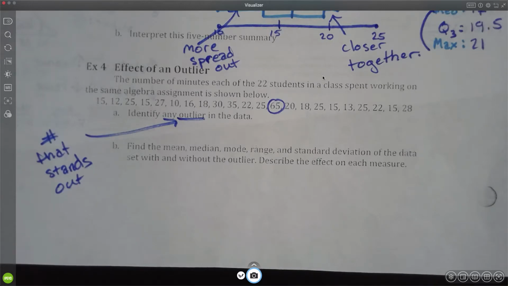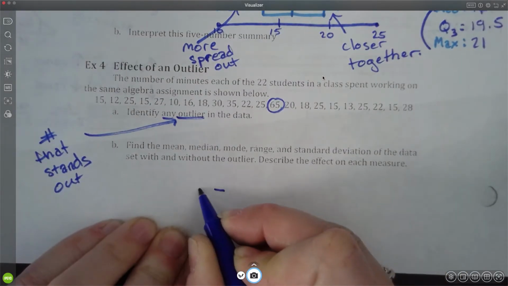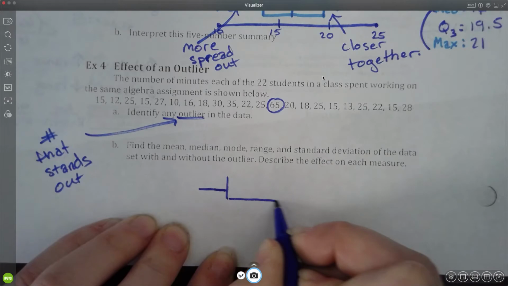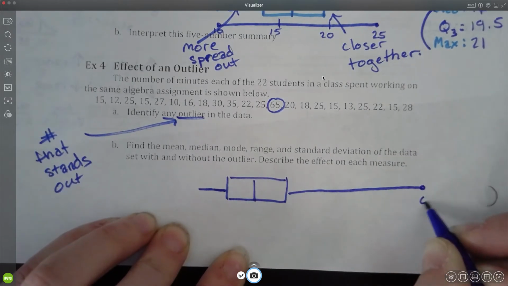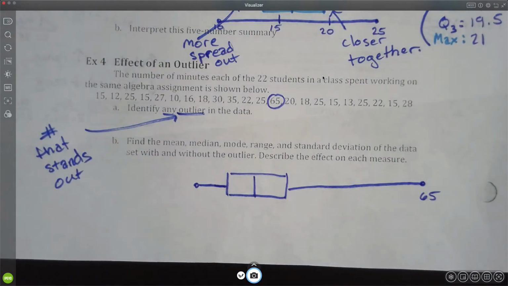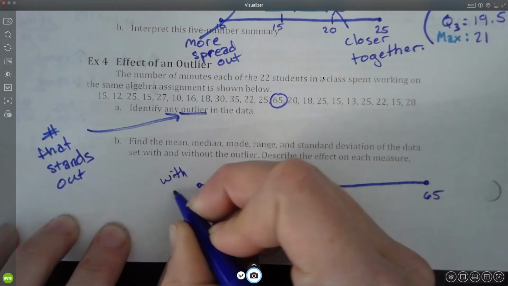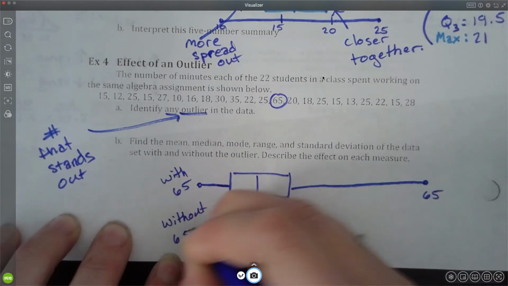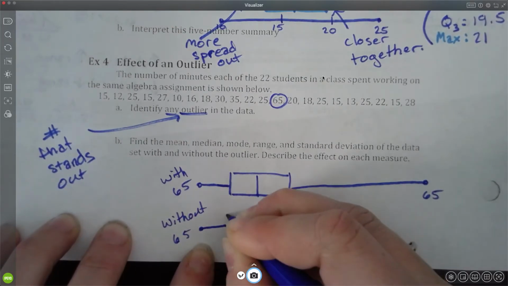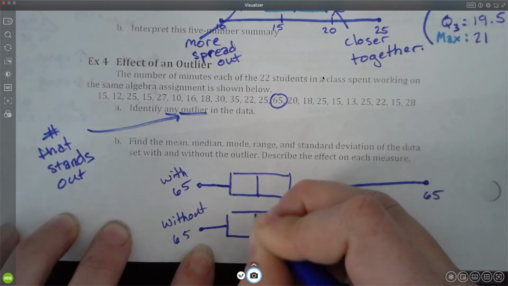So I'm going to draw you just a little bit. I'm not going to do this problem exactly, but this is probably what my box and whisker plot would look like with that 65 in there. Now, if I take the 65 out, my box and whisker plot might look more like that. It's going to look more uniform, right?